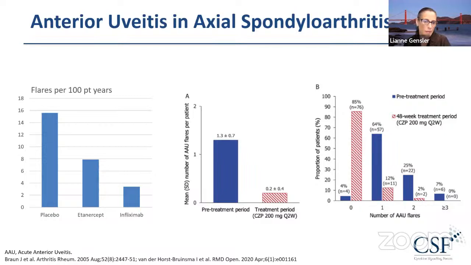So a couple of points here. On the first figure, you can see that everyone had 1.3 flares in the year preceding, but the requirement was that you had a flare in the year preceding, so that's not surprising. And then you can see that there are fewer flares in the follow-up 48 weeks, and dependent on the number of flares that they had in the preceding year, the number of flares in the follow-up period go down.